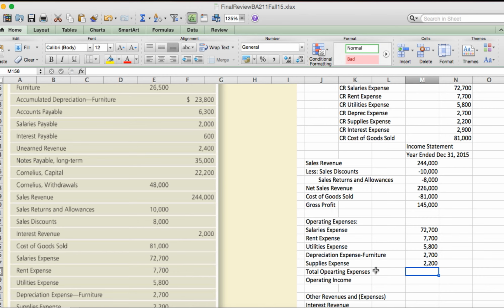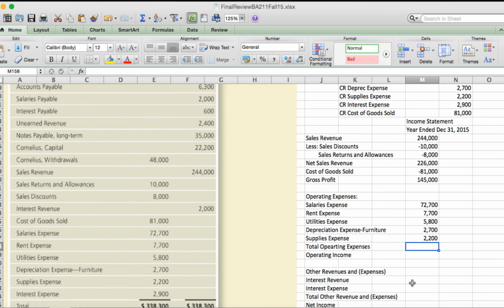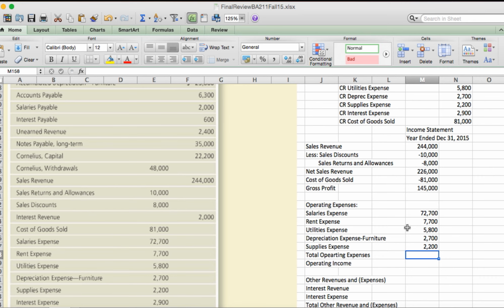So then we total those up, because interest expense goes down here in the other revenue and expense category. So after supplies expense, we total all these up to get all of our operating expenses. So we have operating expenses of $91,100. Then we take our gross profit here, subtract our operating expenses here, and that gives us our operating income.